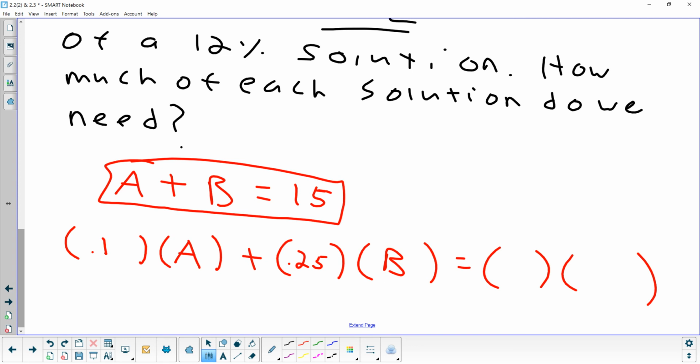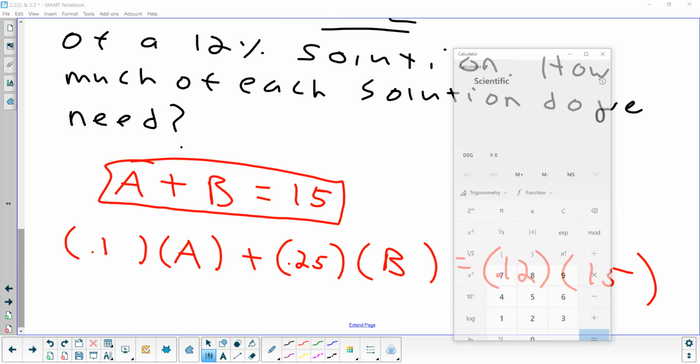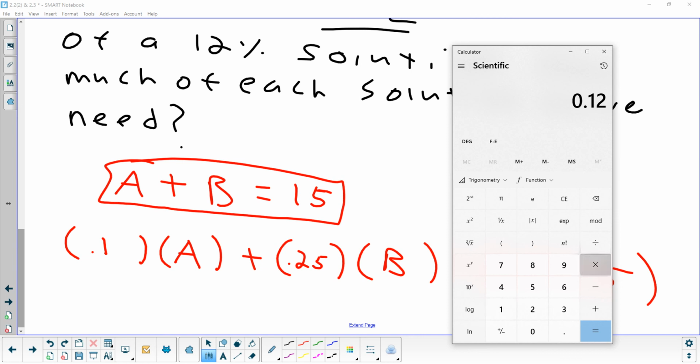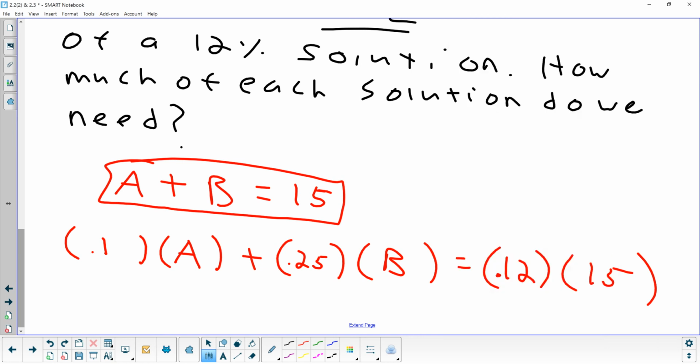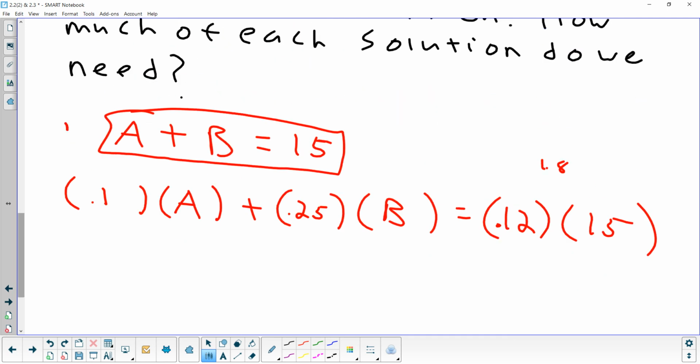So concentration of my first solution times how much of it, plus concentration of my second times how much. Now, this is the final product. What's the concentration of my final solution? Kristen? 0.12. And how much of that do I want to have? 15. Okay, we can multiply 0.12 times 15. I'm just going to write it down off to the side. So the next time I have to write this equation, I write 1.8. Okay. Now, this is equation 1.